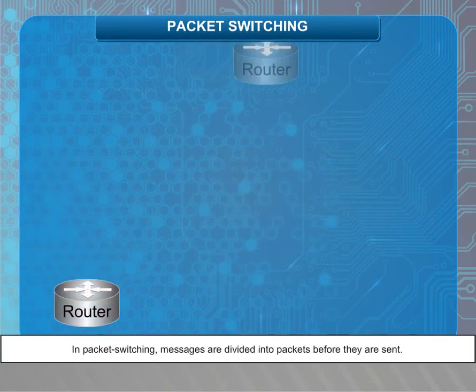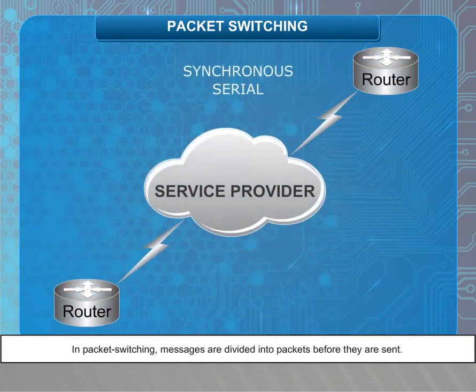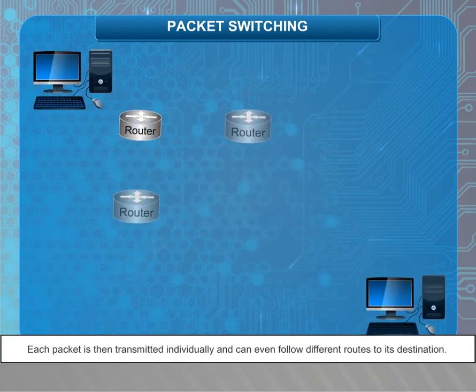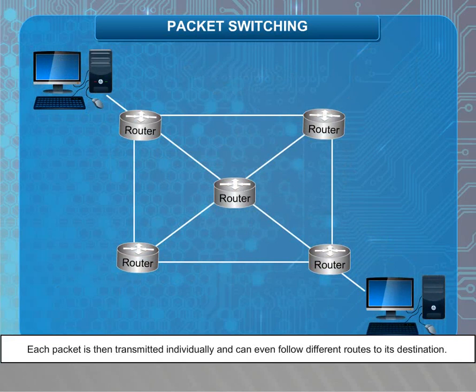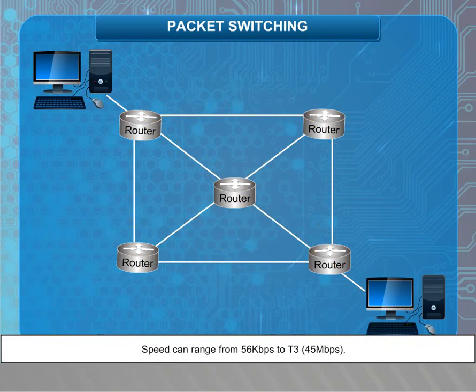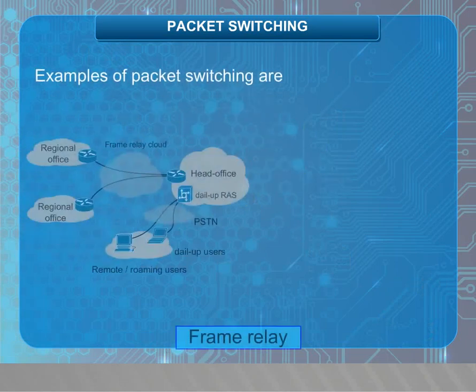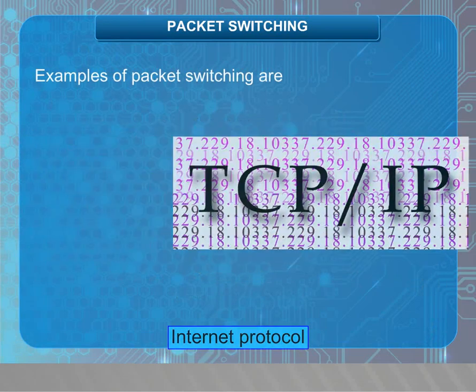Packet switching. In packet switching, messages are divided into packets before they are sent. The packet switching transfers packets across a carrier network. Each packet is then transmitted individually and can even follow different routes to its destination. Speed can range from 56 kbps to T3, that is 45 Mbps. Examples of packet switching are frame relay, Internet Protocol, Ethernet.